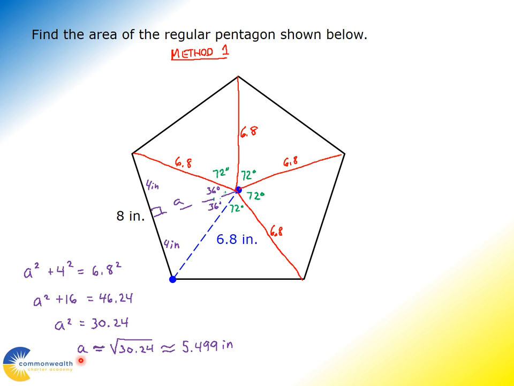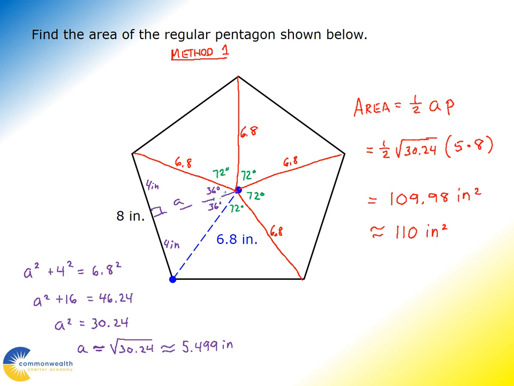And now that I know the apothem, I know the side of the pentagon. If I know the side of the pentagon, and I know it's a regular pentagon, so all 5 sides are 8 inches, I can figure out its perimeter pretty easily. Therefore, I can use the formula 1/2 the apothem times the perimeter. And plugging those values in right here, I get about 110 square inches.